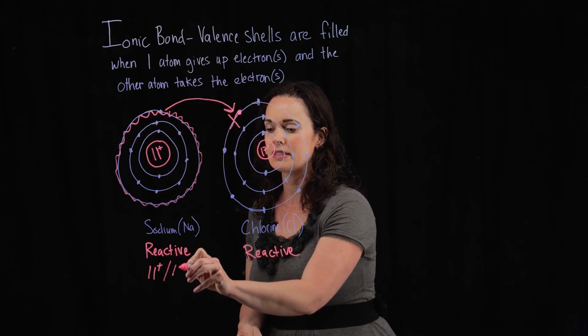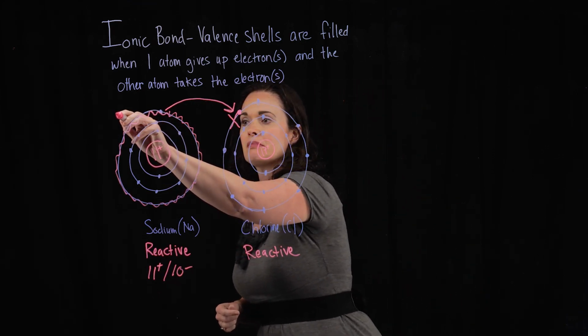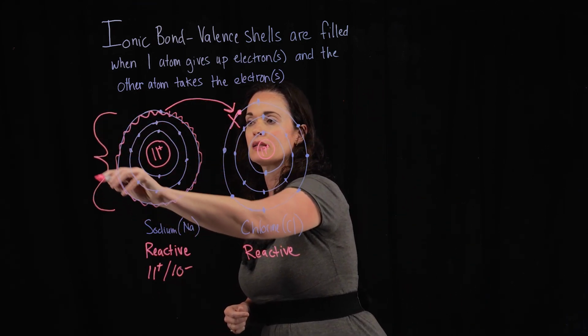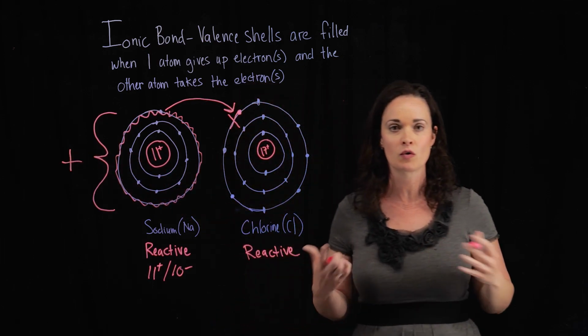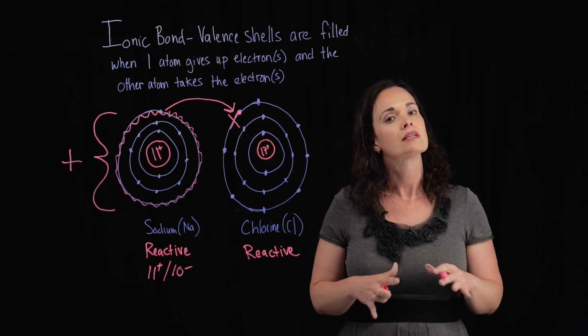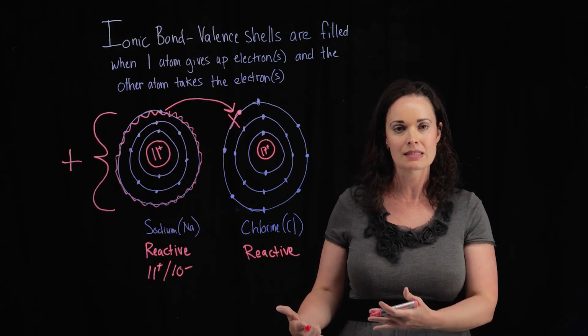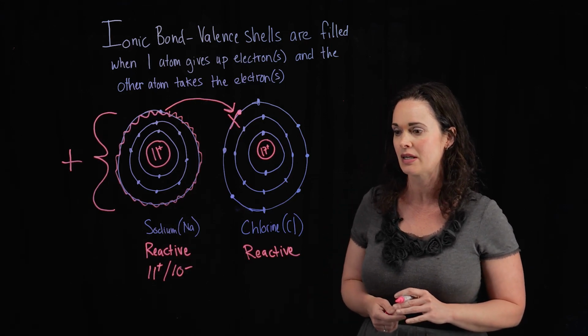And we have only 10 negative charges. And what that does is it makes this atom have an overall positive charge, okay? And that's what an ion is. So an ion is an atom that has given up an electron or an atom that has taken an extra electron and it has become charged.